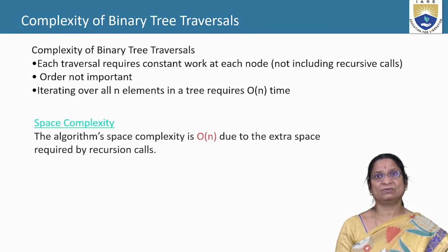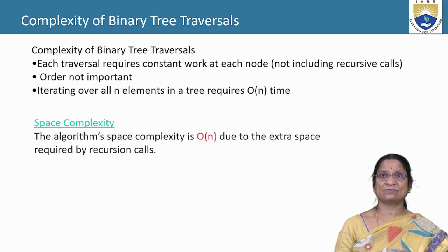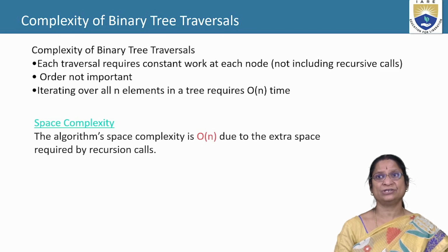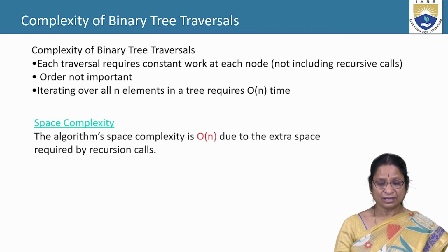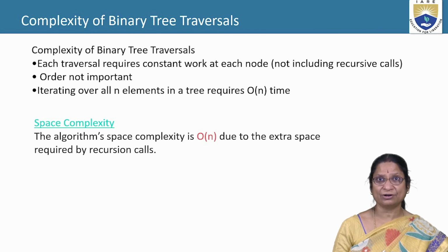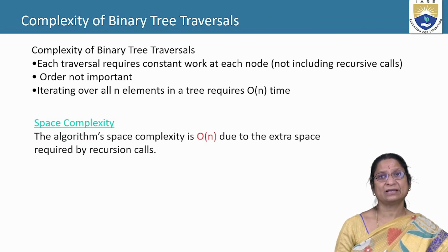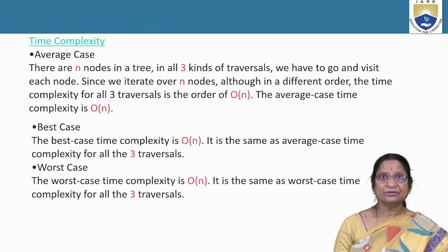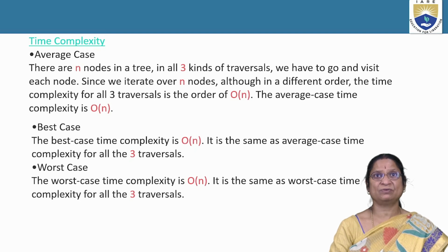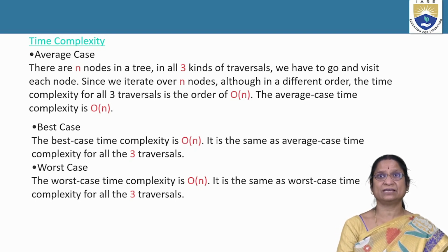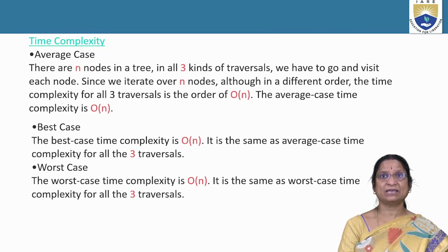Even for space complexity, it will store n elements. In both the recursive and non-recursive cases, we use some extra space: for recursion calls as stack space, and for non-recursive also, for the stack, we need some extra space. When we consider time complexity, if there are n nodes, in all three kinds of traversals we have to visit each node once. So we iterate over n nodes, and that's why the time complexity is order of n.